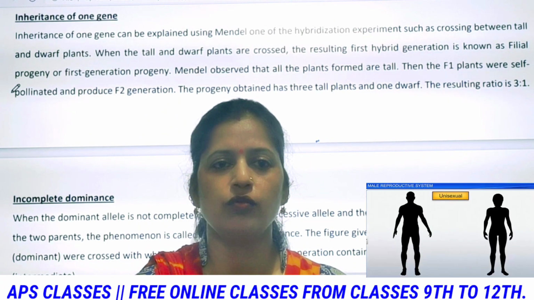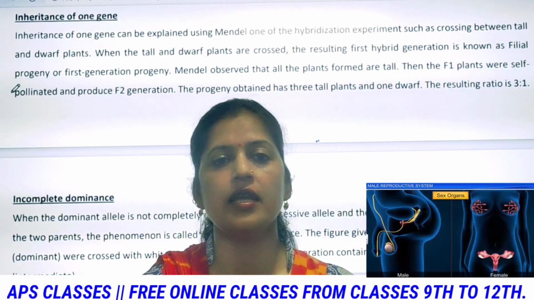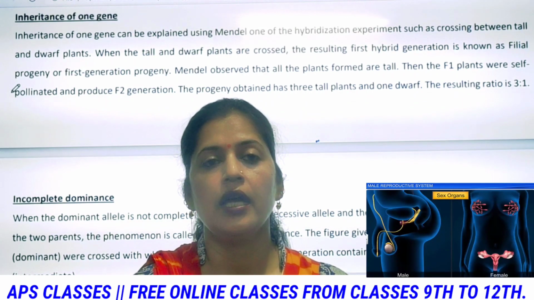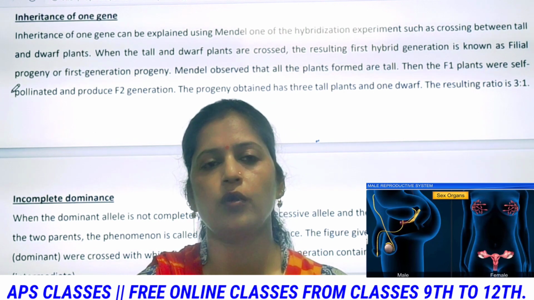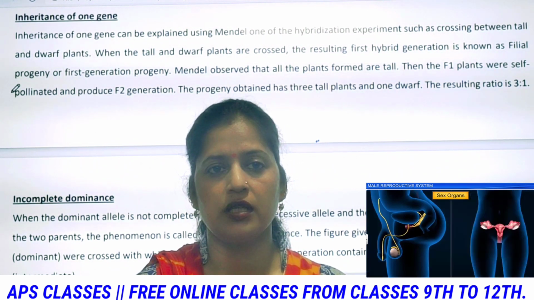Today we will start with our chapter number 5, that is Principles of Inheritance and Variation, for class 12. And today we will start with our part number 2. In part number 1 we discussed up to the law of independent assortment.